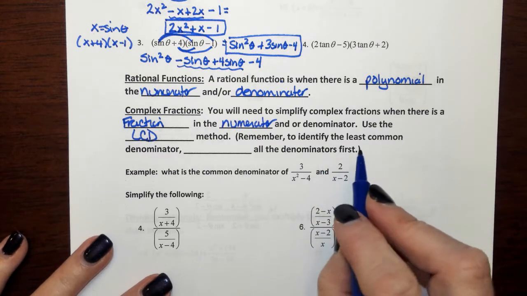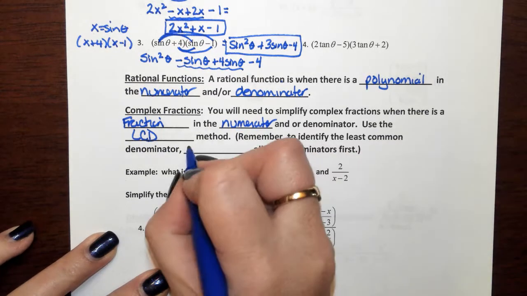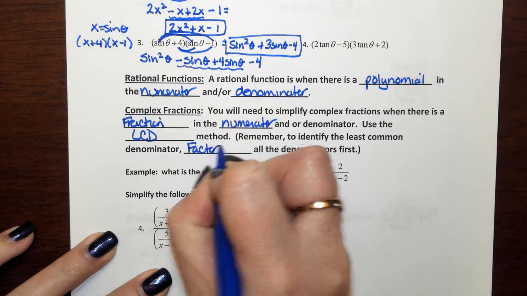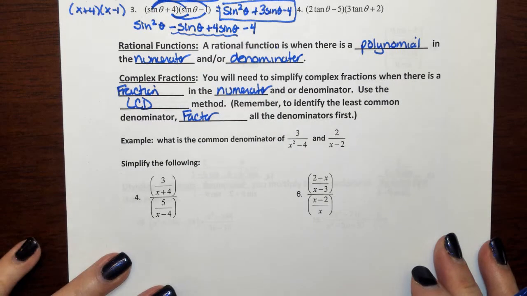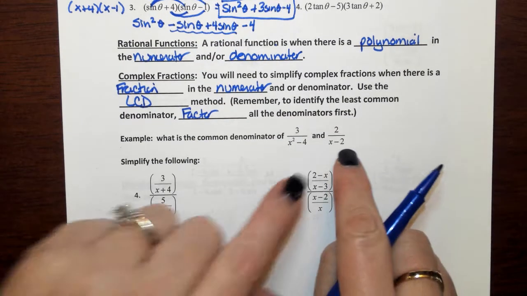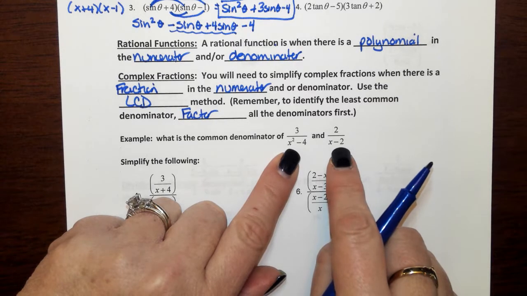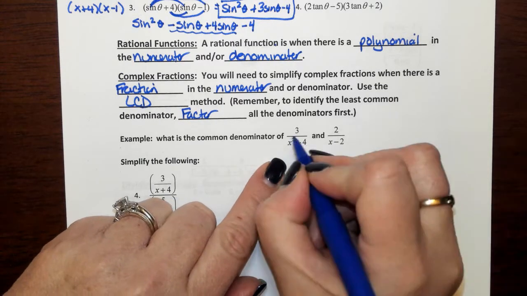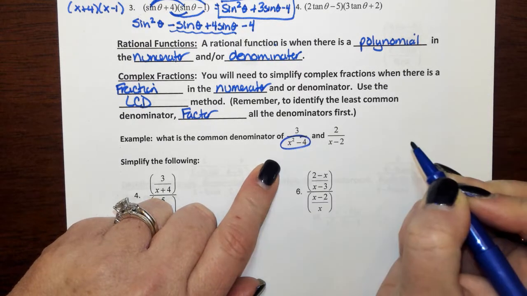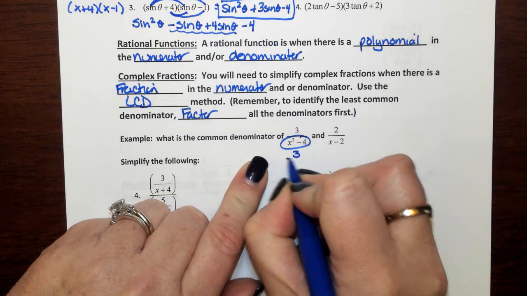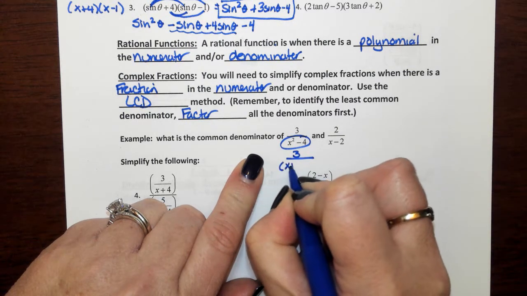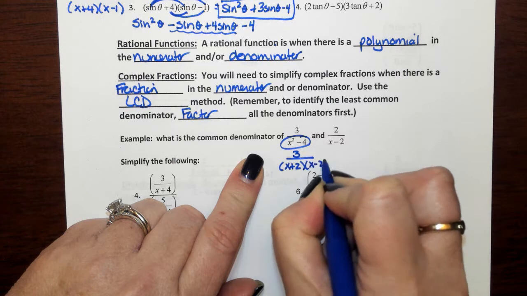You find the least common denominator and then make sure you factor all the denominators first before you identify the LCD. So for example, if I give you these two fractions and I ask you what the least common denominator is, the first thing you want to do is factor this x squared minus 4. And that's a difference of squares, that factors into x plus 2, x minus 2.